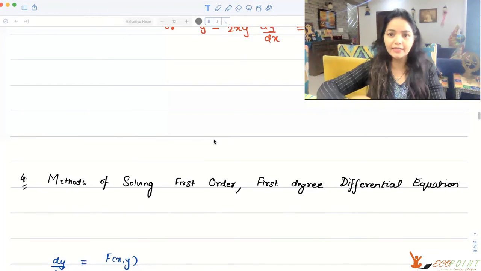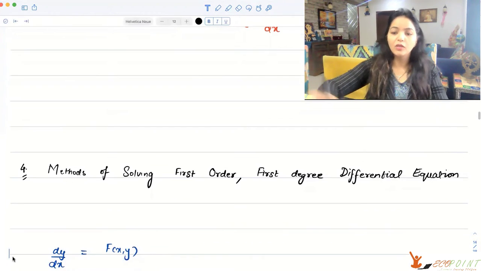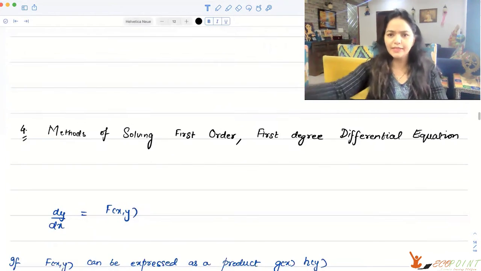First order means the highest derivative involved in the differential equation will be dy by dx. First degree, that is the power of dy by dx, will be 1. So first order, first degree equations. So dy by dx is equal to some function of x and y.